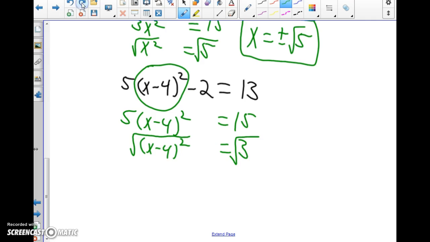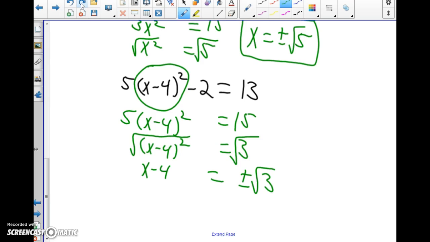X minus 4 equals the square root of 3, right? Plus or minus, right? Okay, plus or minus. Is everybody good there? Okay, and now what do you do? Get x by itself, so what do you have to do? Add 4. Okay, so what's the answer going to be if you add 4?